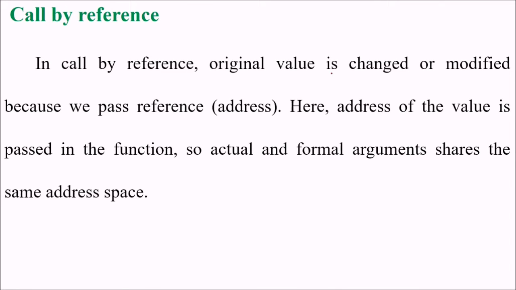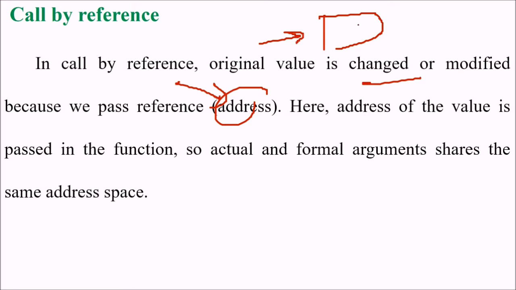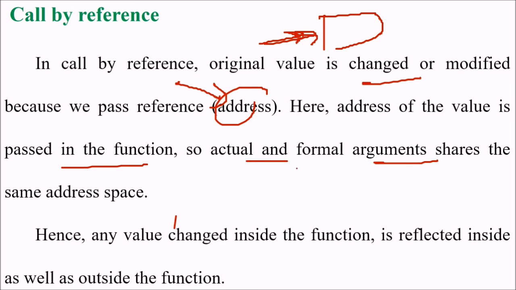In call by reference, the original value is changed or modified. We pass the reference, that is, the address. We say, I don't know this value, but at this address, whichever value is there, please change it. So the address of the value is passed to the function. The actual and formal arguments share the same address space, not the local stack space as we saw in call by value. Hence, any value we change inside the function is reflected inside as well as outside the function.